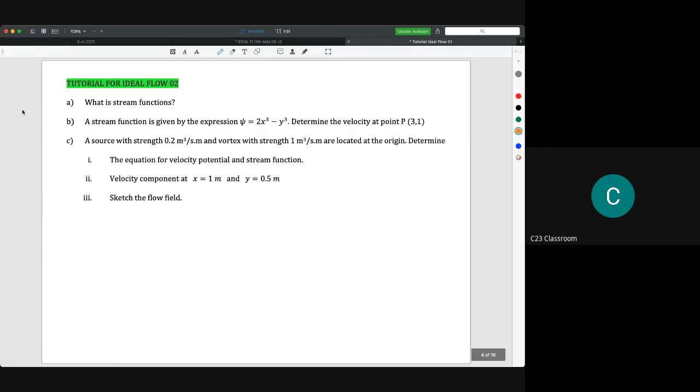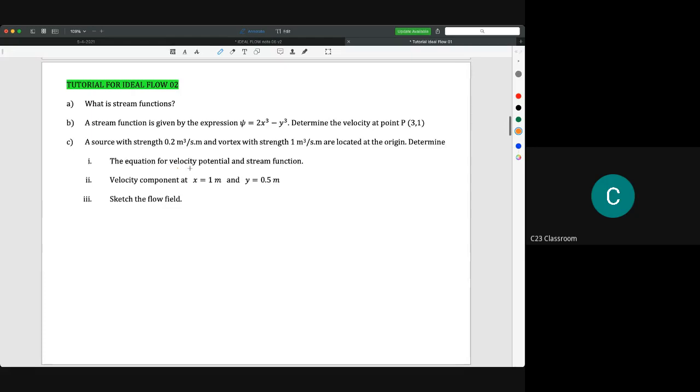So we go for tutorial number 2 here. The question is: a stream function is given by the expression psi equals 2x cubed minus y cubed. Determine the velocity at point P. And part C: a source with a strength of 0.2 meter cubed per second per meter, and a vortex with a strength of 1 meter cubed per second per meter, are located at the origin. Determine the equation for the velocity potential and the stream function.